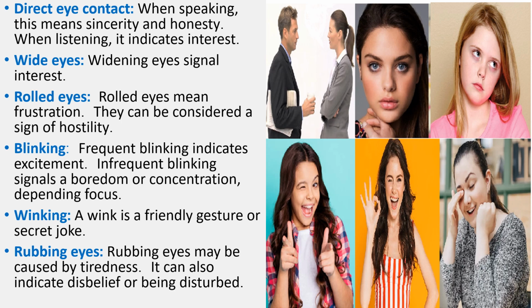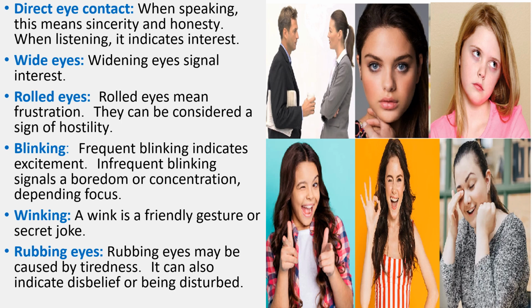We have already seen a lot of direct eye contact lessons. When listening, it indicates interest. Widening eyes signal interest. Look at that girl. Her eyes are very wide, looking directly, showing interest through the eyes. Rolled eyes mean frustration.